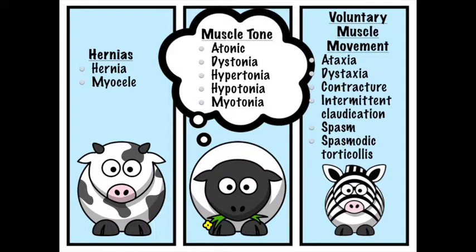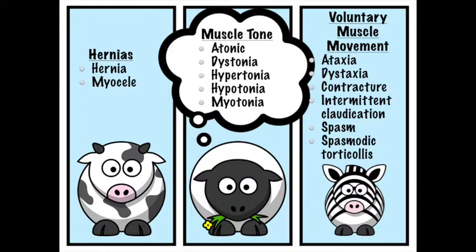Now let's look at differences in muscle tone. Atonic means the lack of normal muscle tone. A means without, ton means tone, and ic means pertaining to. Dystonia is the condition of abnormal muscle tone. Dys means bad, ton means tone, and ia means condition.